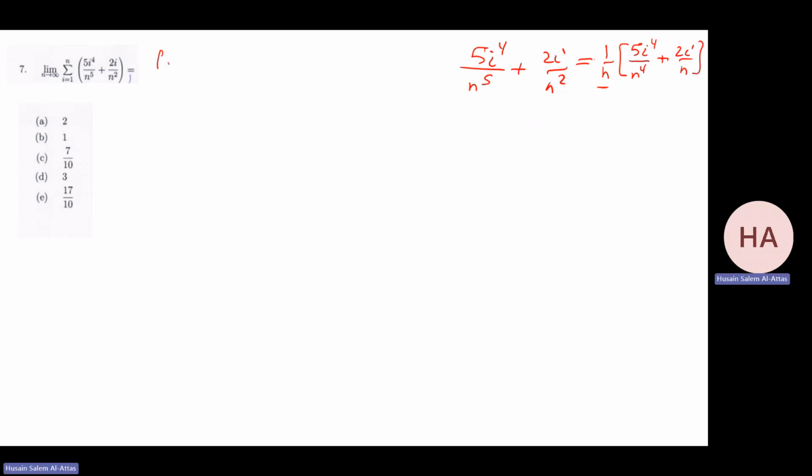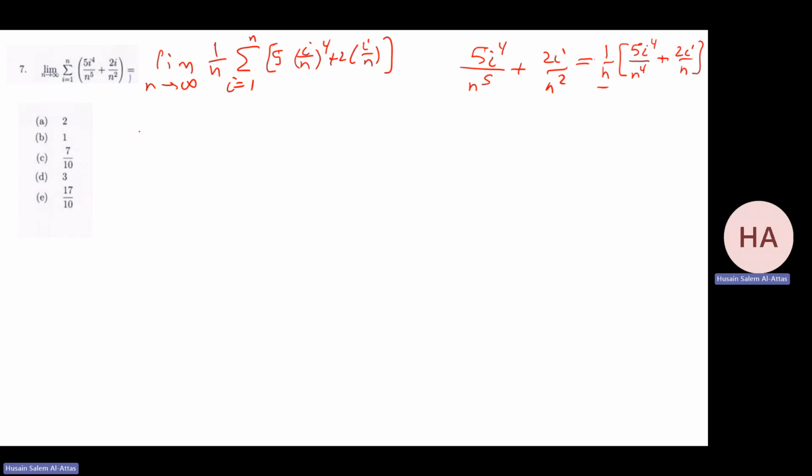So this one will be the limit as n goes to infinity of the summation i equals 1 to n. I will take 1 over n outside. That will be 5i over n to the power 4. If I write it this way, now it's very clear. Plus 2i over n.